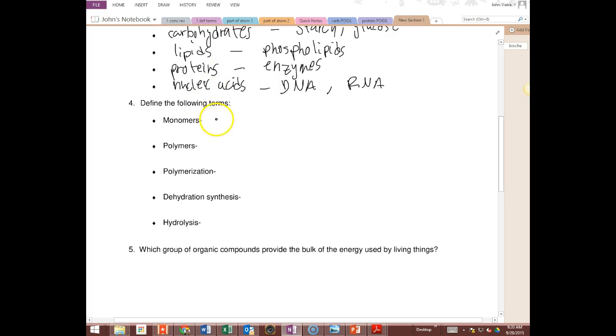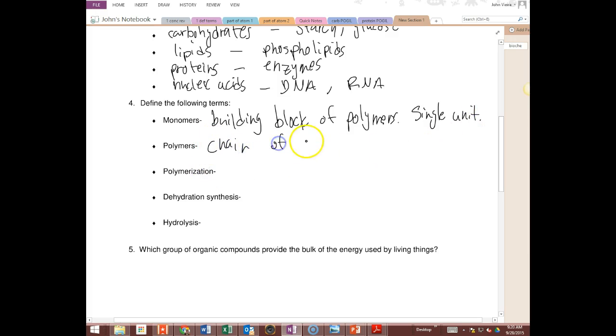Define the following terms. A monomer is a building block of polymers, a single unit. Polymers are a chain of... You guys could have answered it different ways too. Polymerization is the process of building what? Polymers.